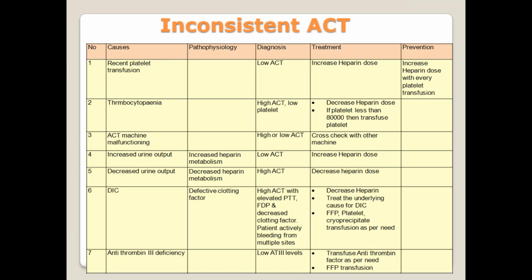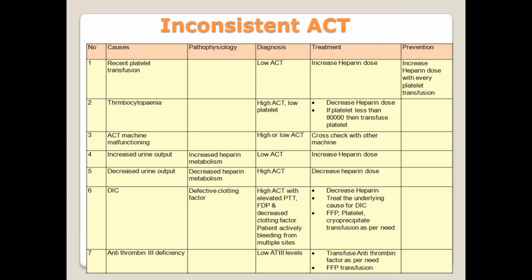I told you, think of technical issues, machine malfunctioning. Then, when urine output increases or decreases, even heparin clearance is by the renal function. So when renal function deteriorates or improves, your ACT can fluctuate. You dialyze the patient, your ACT will fluctuate because the heparin clearance is more. So whenever heparin clearance is altered because of renal function, you might get a change in the ACT.